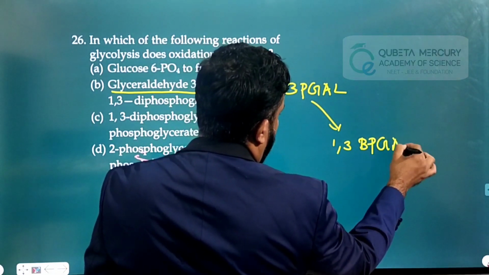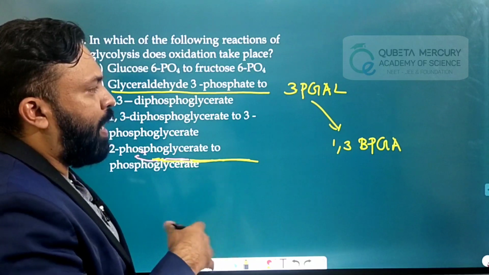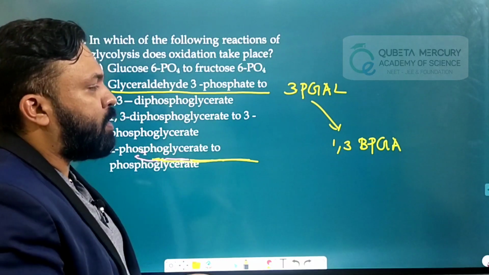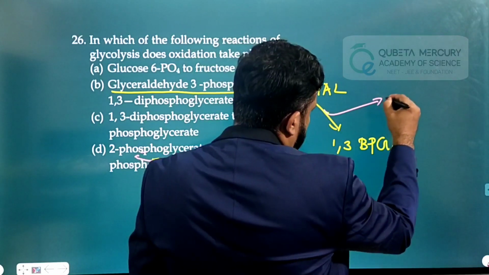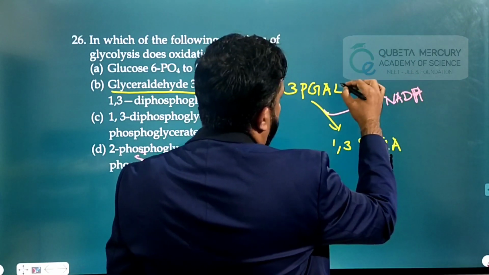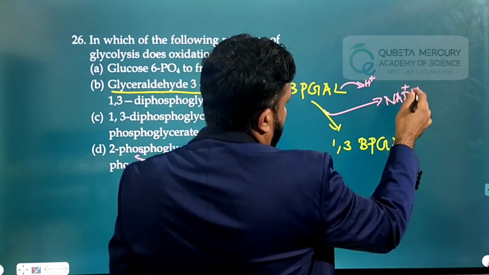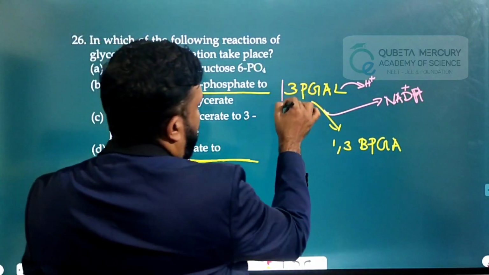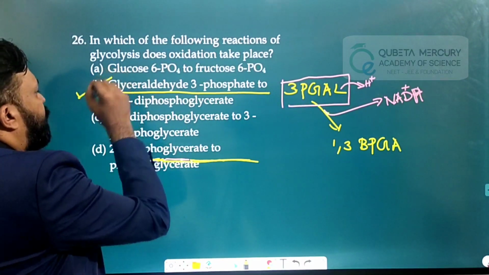1,3-bisphosphoglyceric acid, BPGA. An intermediate stage will be there, that is the conversion of 3-phosphoglyceraldehyde into 3-phosphoglyceric acid. Thereafter it will become 1,3-bisphosphoglyceric acid. That step releases what? NADH. By the removal of protons, the released protons will be gained by NAD plus, and thus NAD plus undergoes reduction to form NADH. That is the oxidation step here, where 3-PGAL undergoes oxidation to release H plus, right? So the right answer meant for this question is option B.